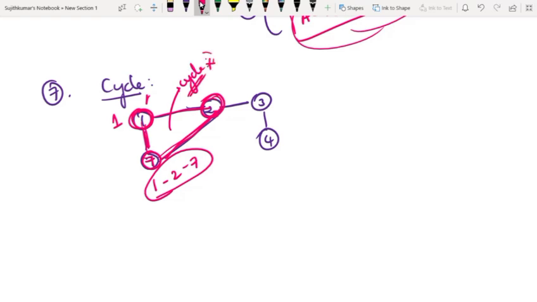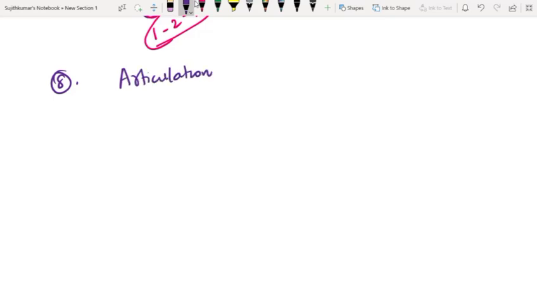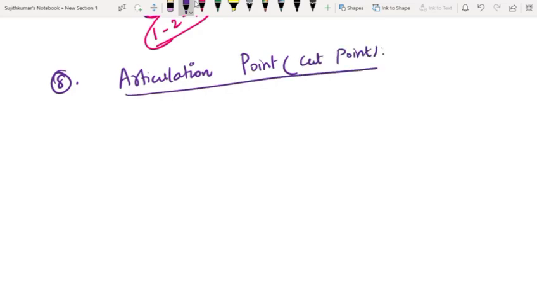Okay, cycle. And the next terminology is articulation point, or cut point. Let me take a graph: 20, 20, 30. This is also a graph, guys. You can have any structure you want.